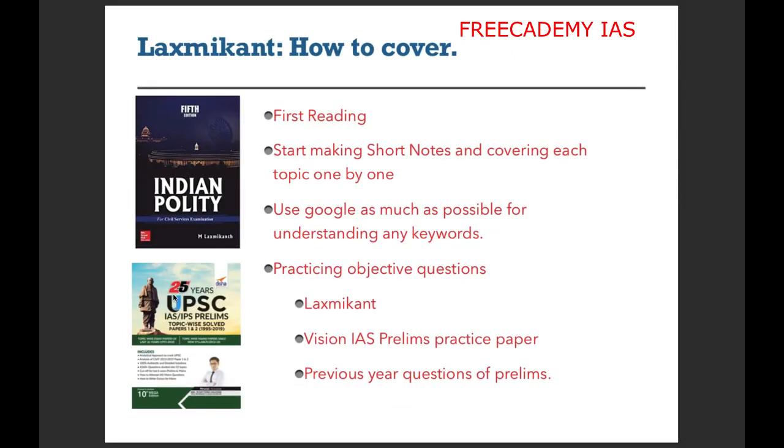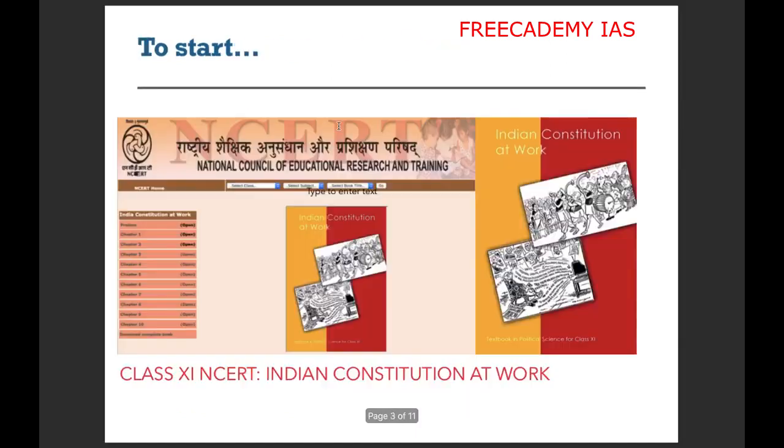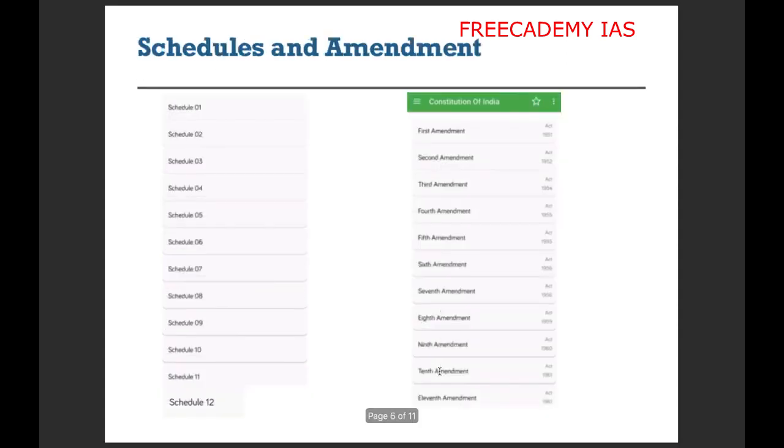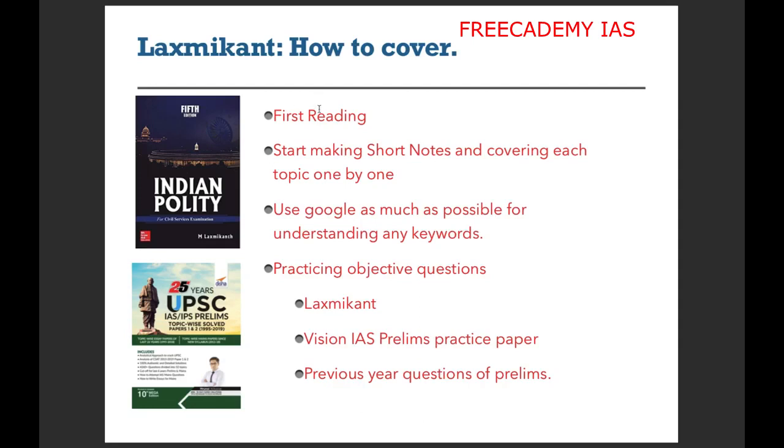Then coming to the static portion, the most important book is Laxmikanth. In this, we need to start by reading it in a very casual manner. When we read it casually, we get a basic understanding of what is meant by polity. Previously, we developed a basic understanding through the class 11th NCERT, which is a very basic book. But even after that, it will not make much sense if we start to read polity from Laxmikanth in a very haphazard manner.